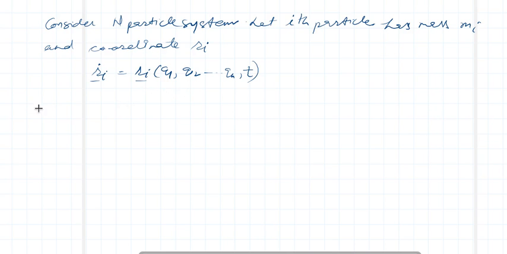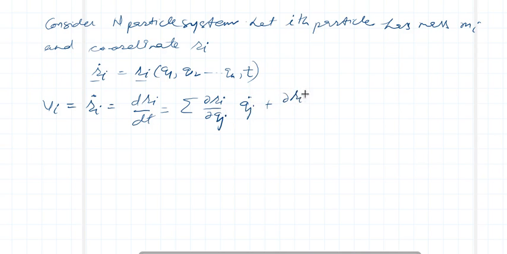Now velocity can be defined as: the velocity of the ith particle is ri dot, and it must be equal to dri upon dt. And in terms of generalized coordinates, velocity can be written as curly ri by curly qj into qj dot plus curly ri upon curly t.